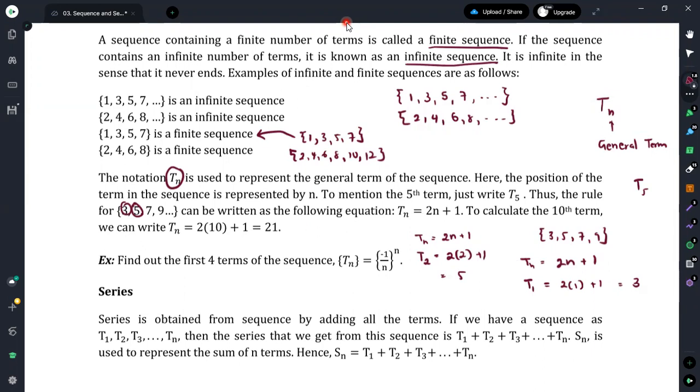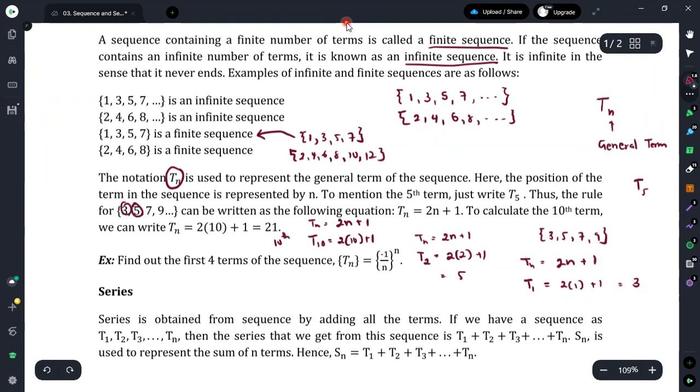As an example, if the nth term is given as Tn equals 2n plus 1, and you are asked to find the 10th term of this sequence, what you have to do is substitute n equals 10. It is because you are going to identify the value of the 10th position. Then you will get T10, with n equals 10, which is equal to 2 times 10 plus 1, so you will get the value 21.